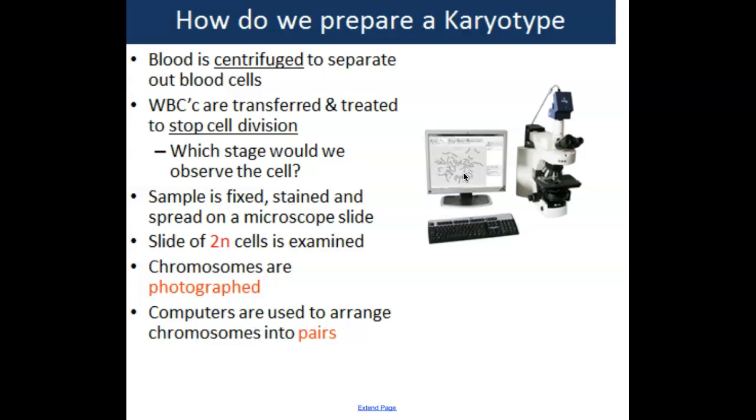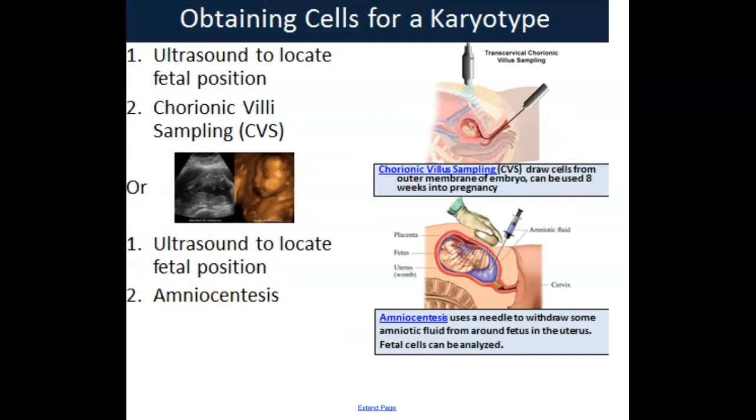For Bio30, instead of using a computer program to rearrange them into their pairs, we're going to be doing that ourselves. After you're done watching this, you will do an activity using a computer animation. Normally we do this in class where we cut and paste things on our desks, but obviously we're not doing that this semester. Just a little bit more about how we obtain it. Remember that it's either chorionic villus sampling, or CVS, or we can do amniocentesis. Those are 2 ways to actually obtain the cells for a karyotype.